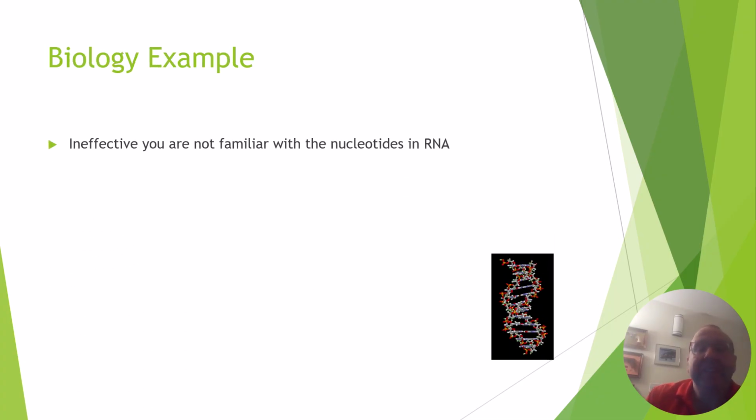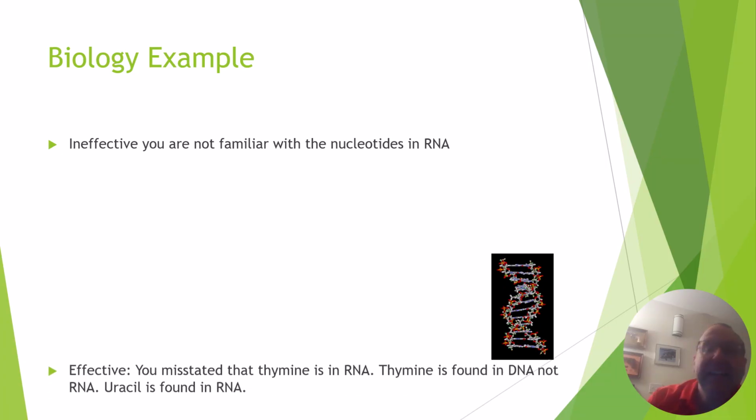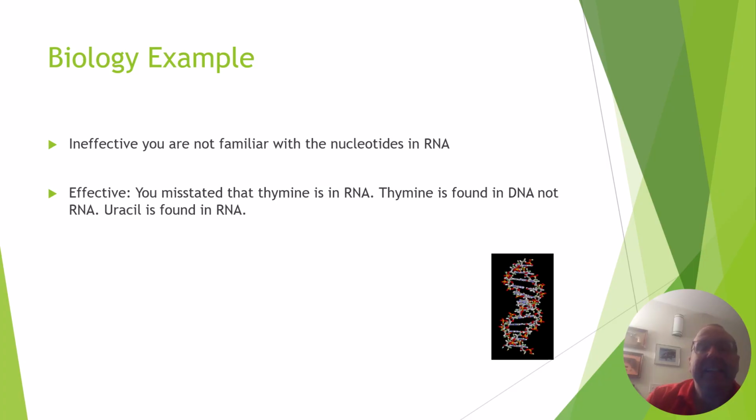Biology example. For example, if a student is building a model RNA with different parts that we provide the student, and they make a mistake, it's ineffective to say you're not familiar with nucleotides in the RNA. However, it's more effective if you say that thymine is not in RNA, thymine is found in DNA, and uracil is found in RNA. That would be specific. Give students clear, specific, and actionable advice. That's the 5th takeaway.